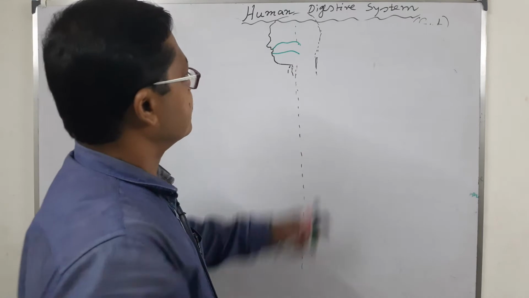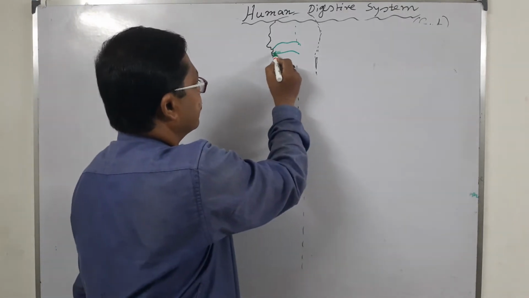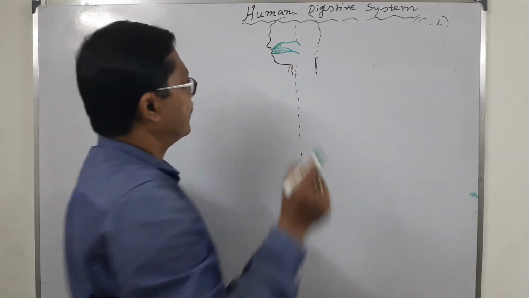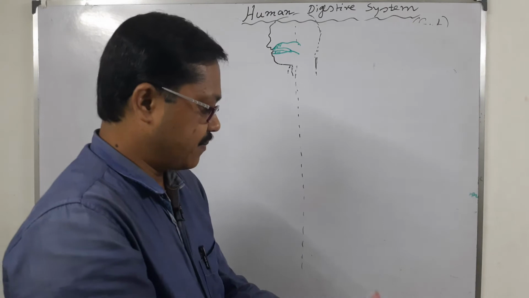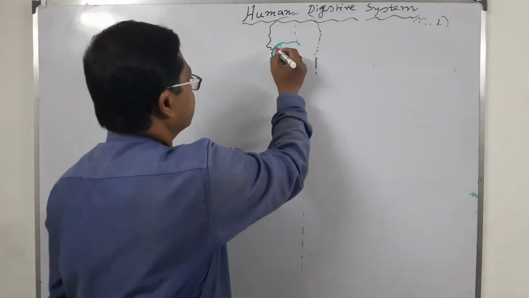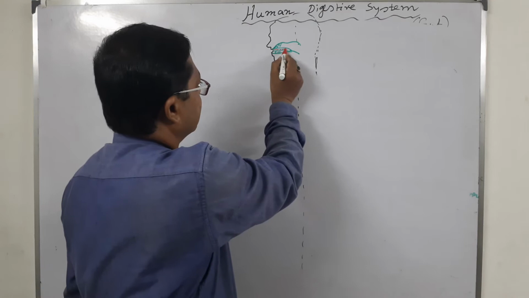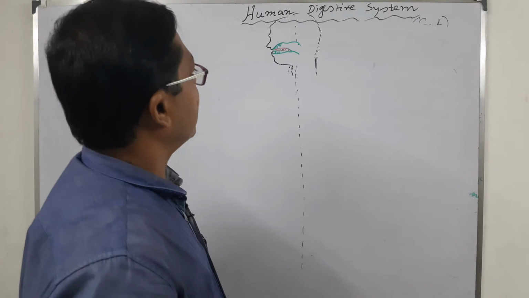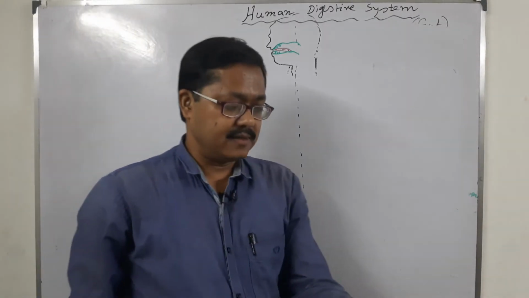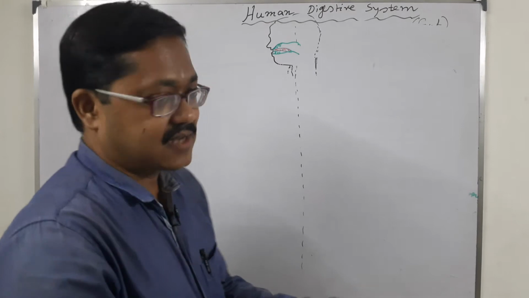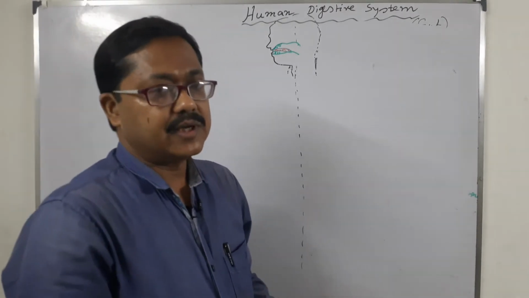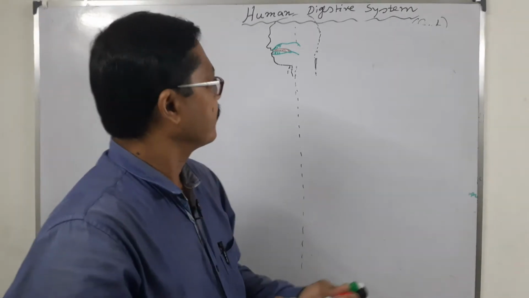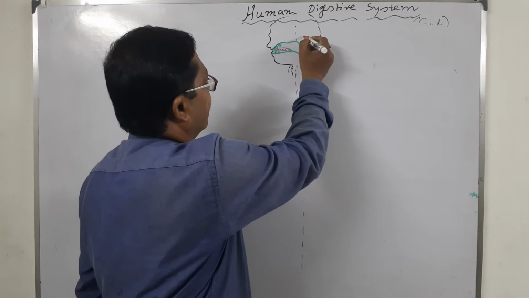The oral cavity comprises teeth and tongue. Teeth and tongue both are present in the oral cavity. This is the tongue. In addition to the teeth and tongue, three types of salivary glands are also present here. Suppose we draw the ear here.